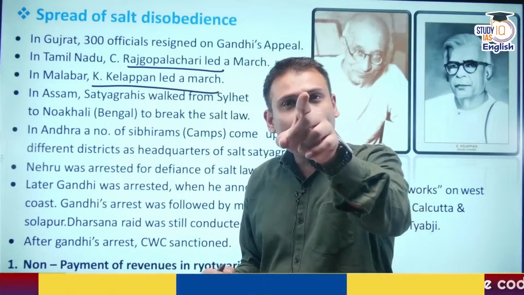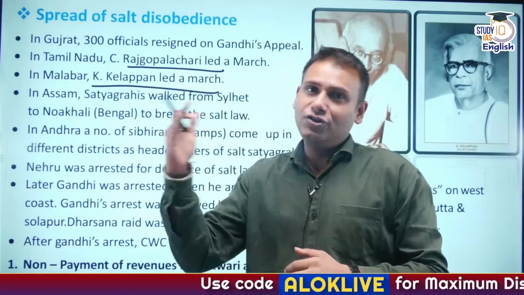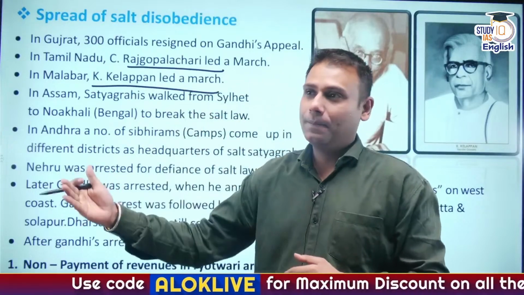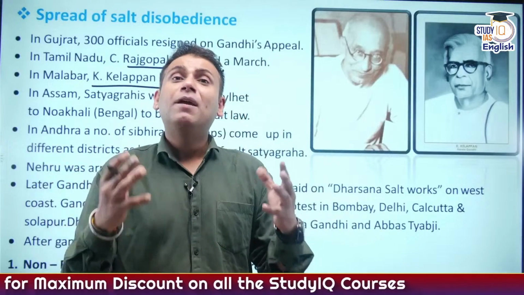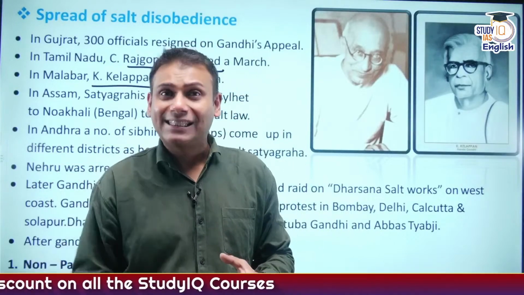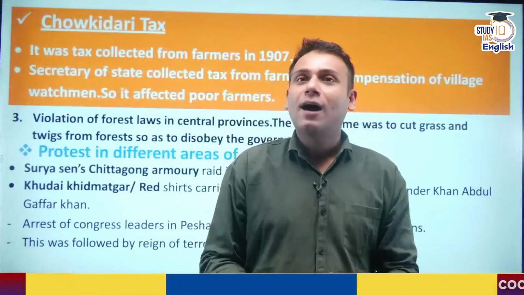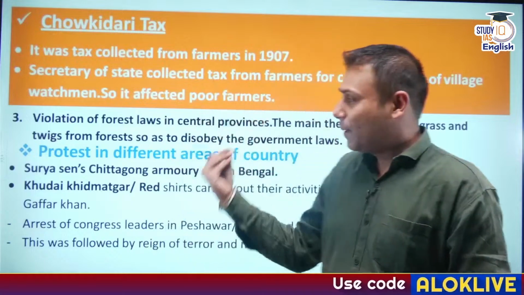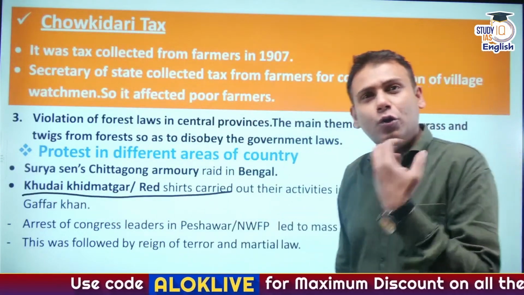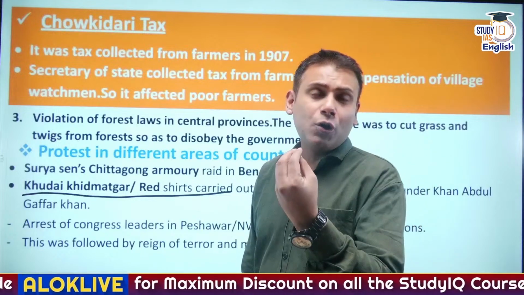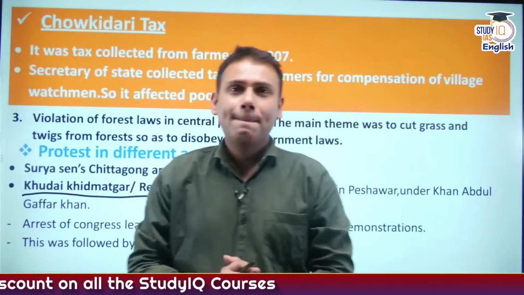Finally, the raid on Dharasana salt mill was conducted by Kasturba Gandhi ji and Abbas Tyabji. Okay? In Bihar and many parts of northern India, people refused to pay Chaukidari tax. Frontier Gandhi, that is Khan Abdul Ghaffar Khan, specifically the Khudai Khidmatgars or the Red Shirts, the Surkhposh, played a very major role in sensitizing the masses, particularly in the northwestern part of India.